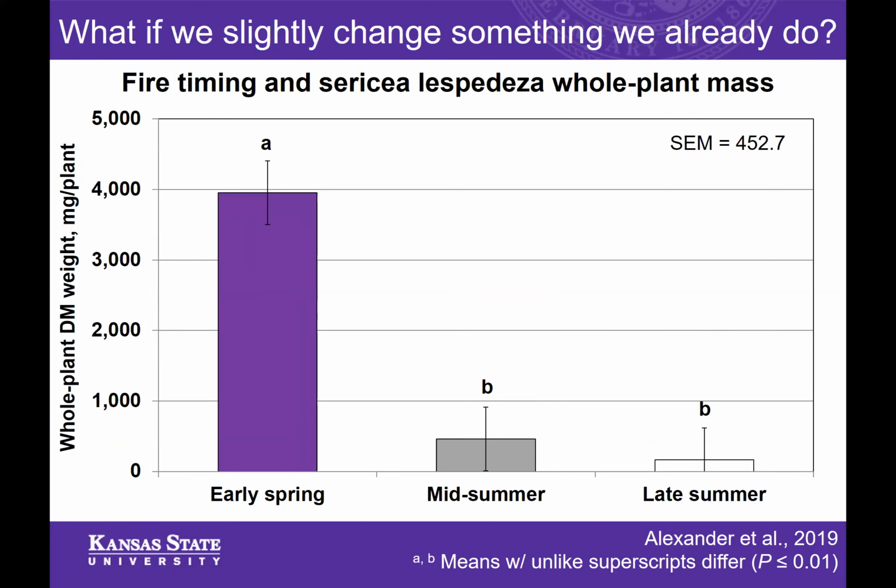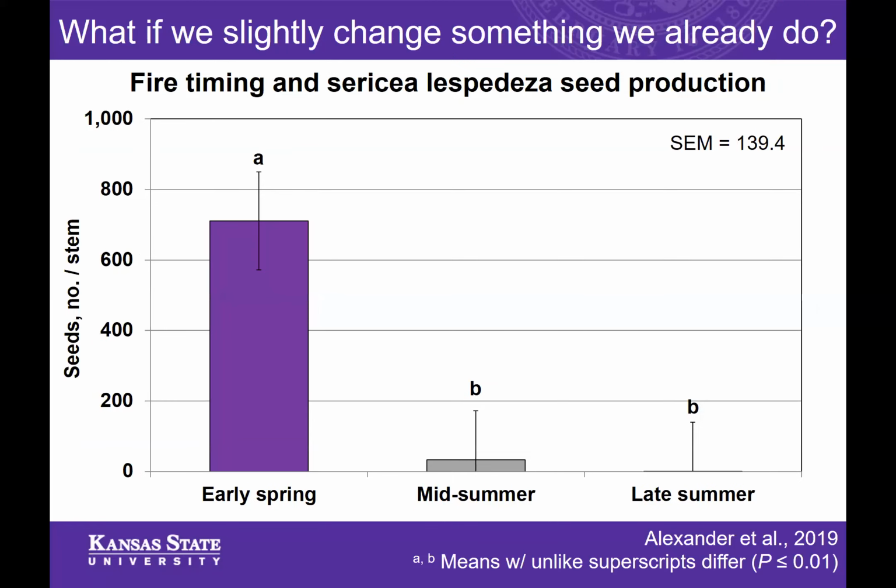The individuals that survived got substantially smaller. The average stem in an early spring fire regime weighed about 4 grams. The average stem in a midsummer or late summer fire regime weighed about 0.5 grams. So much smaller physically. And when we looked at seed production, this was really dramatic. In this study, individual stems made, I think it was 716 seeds per stem.